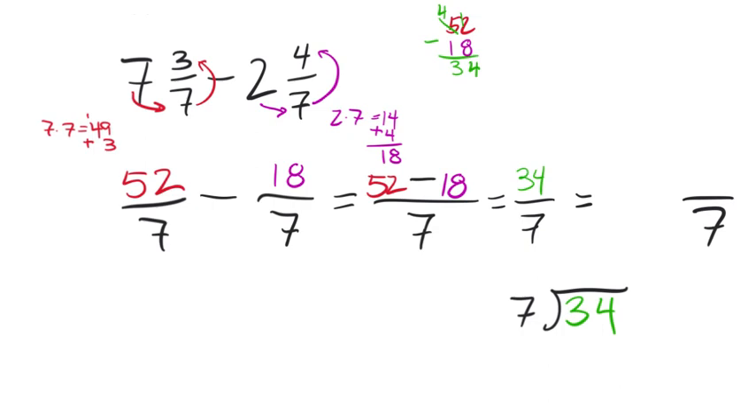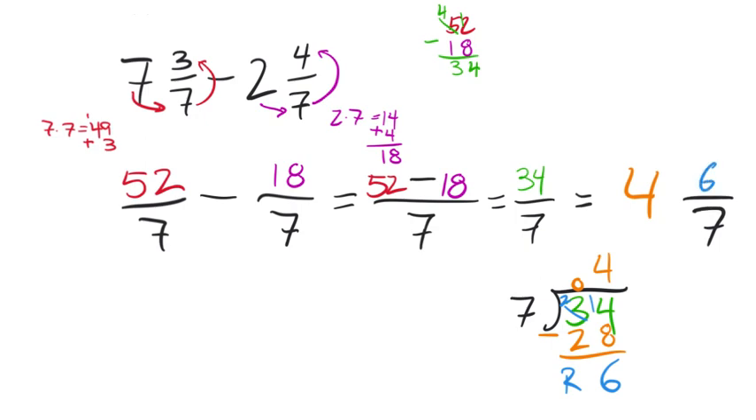So 7 will not go into 3, so I can put a 0 there to hold that place value, but it will go into 34 4 times. 4 times 7 is 28. So when I subtract, I should get a remainder. I would make that 14 minus 8, which is 6. So my quotient, 4, is my whole value of the mixed number, and the remainder is 6.